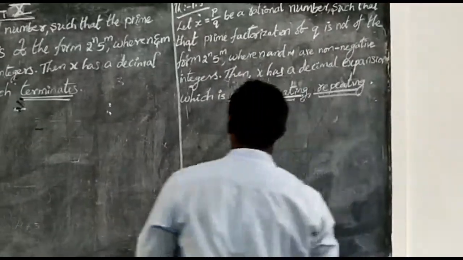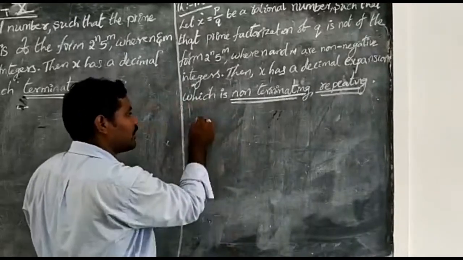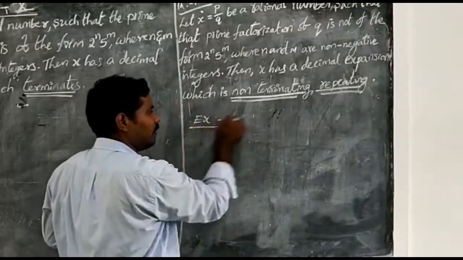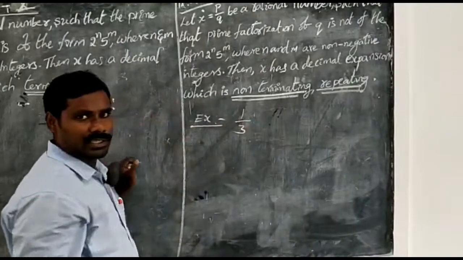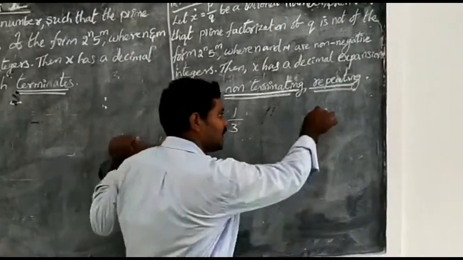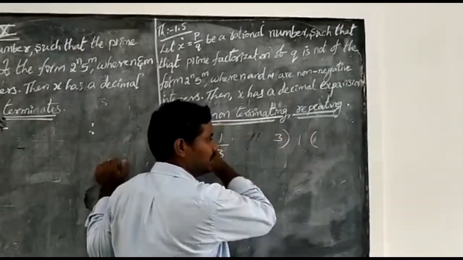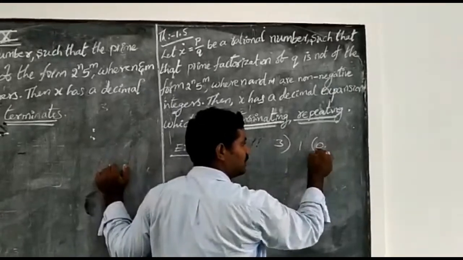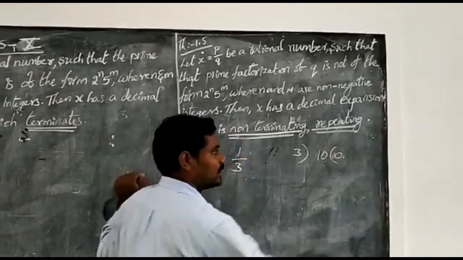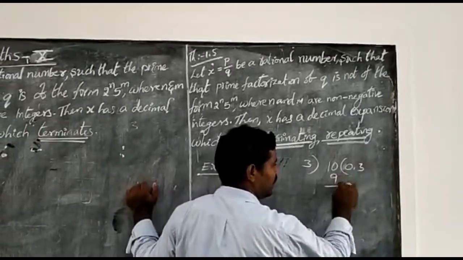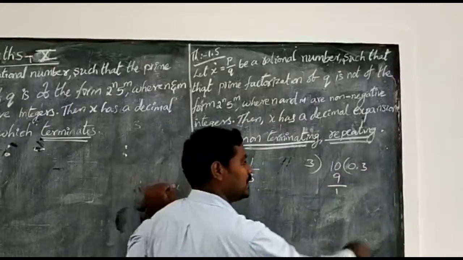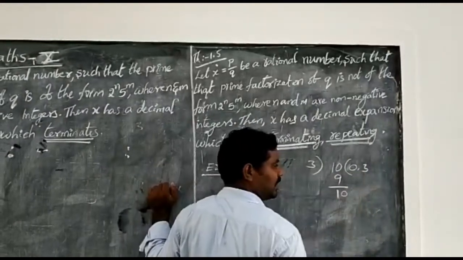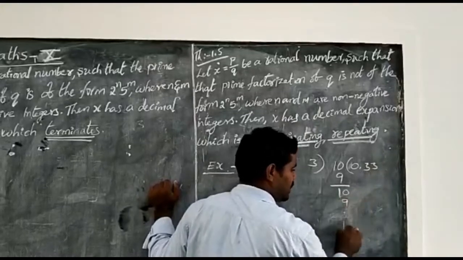Now I am taking one example, that is 1 by 3. Now 1 divided by 3 is not possible, so we take decimal. 3 3s are 9. Again we got 1. Again it is a decimal, that means 10. 3 3s are 9. Again it is continuous.